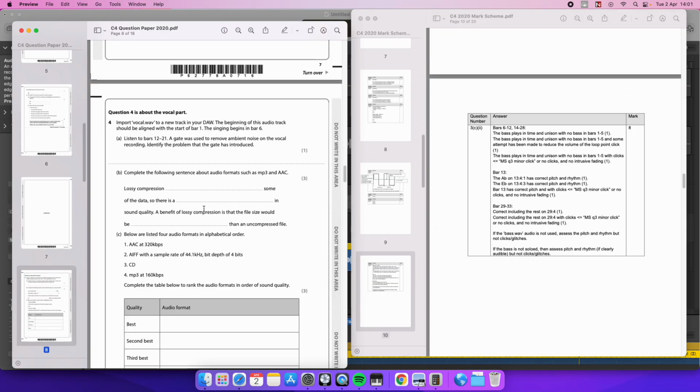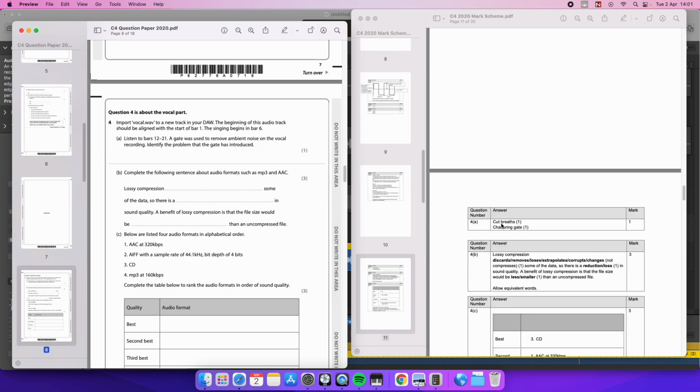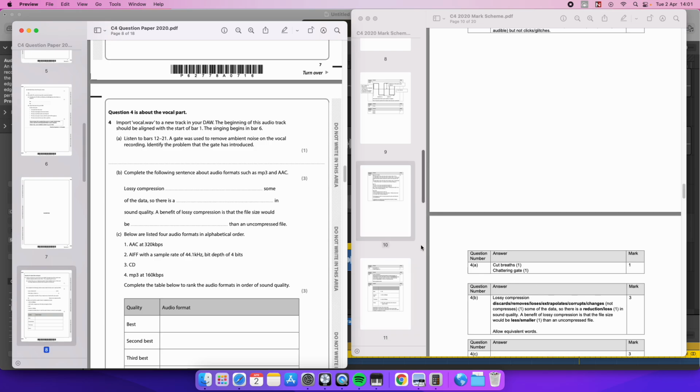Well, the obvious thing is that the gate release is too tight, so it's not letting the vocal phrases finish. Something like that. Yeah, cut breaths, chattering gate. Oh, okay, a little bit more basic than what I thought, but yeah, it's basically cutting it off when it shouldn't. Chattering gate. Cut breaths. Yeah, or an extended part of the vocal phrase that's not being used.